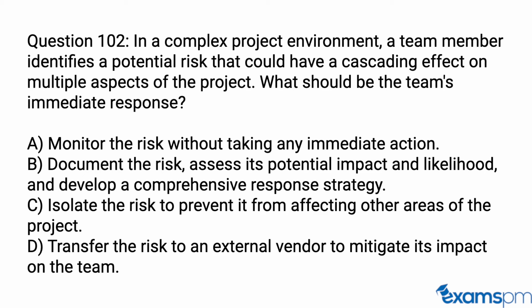Question 102. In a complex project environment, a team member identifies a potential risk that could have a cascading effect on multiple aspects of the project. What should be the team's immediate response? A. Monitor the risk without taking any immediate action. B. Document the risk, assess its potential impact and likelihood, and develop a comprehensive response strategy. C. Isolate the risk to prevent it from affecting other areas of the project. D. Transfer the risk to an external vendor to mitigate its impact on the team.